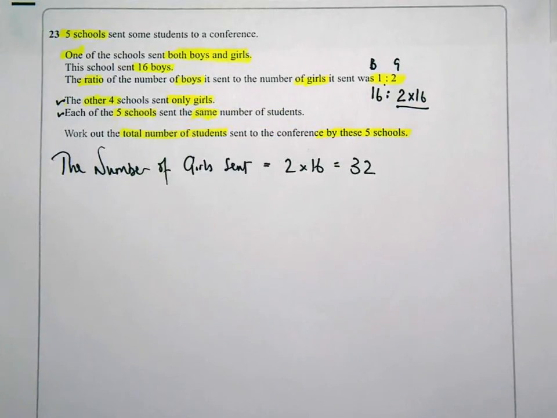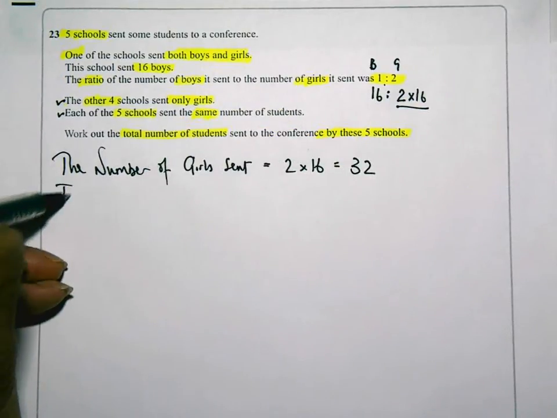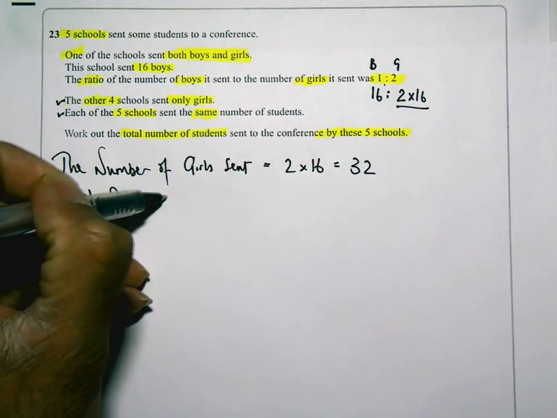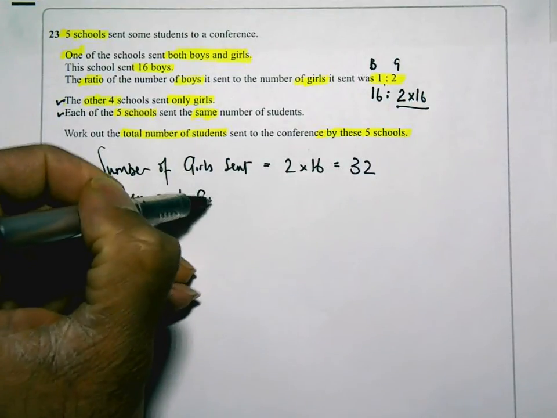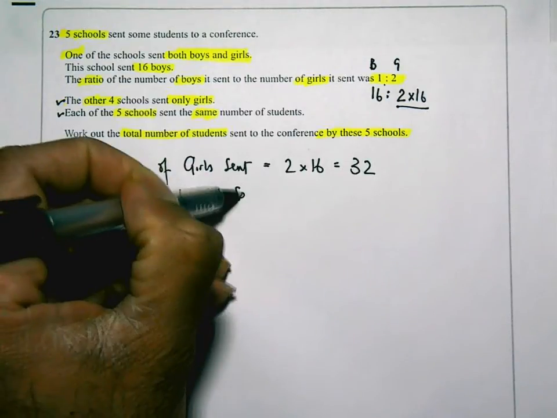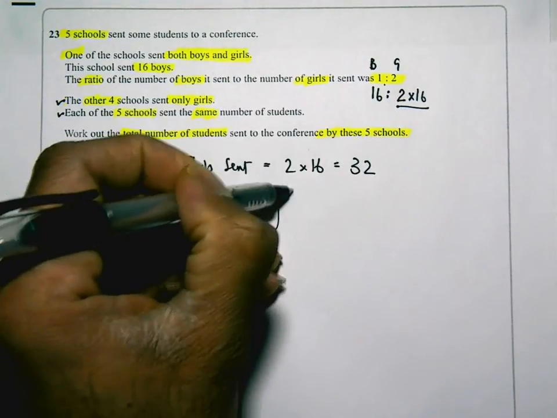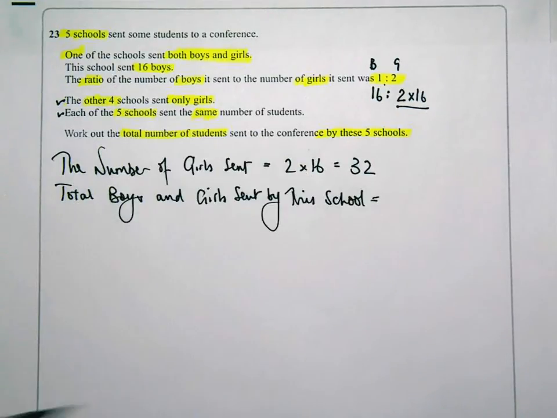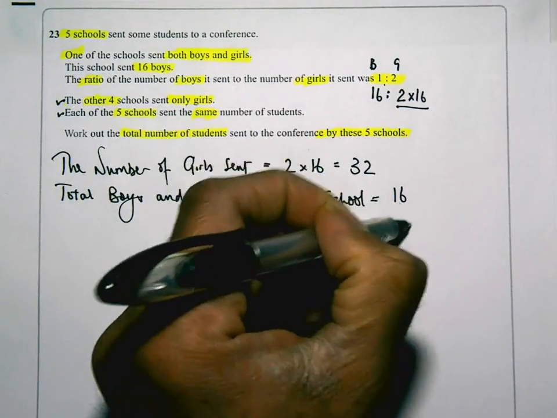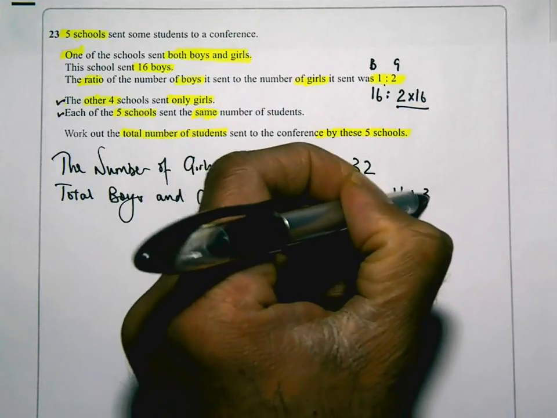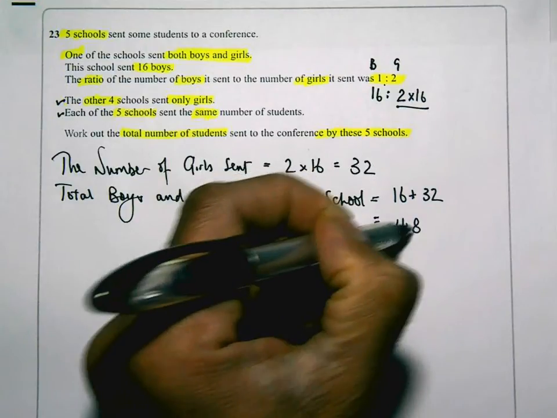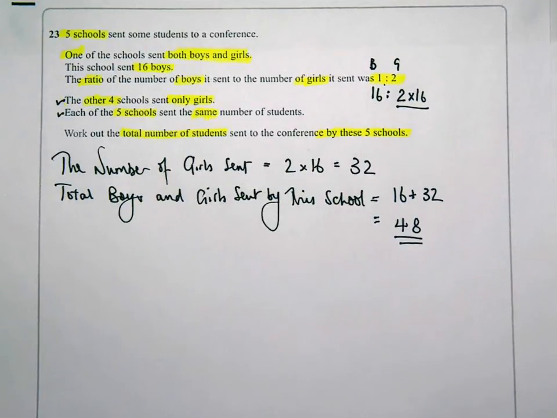Right? So that means that the total boys and girls sent by this school is the 16 boys and then the 32 girls. And so altogether that's 48 boys and girls sent by this school.